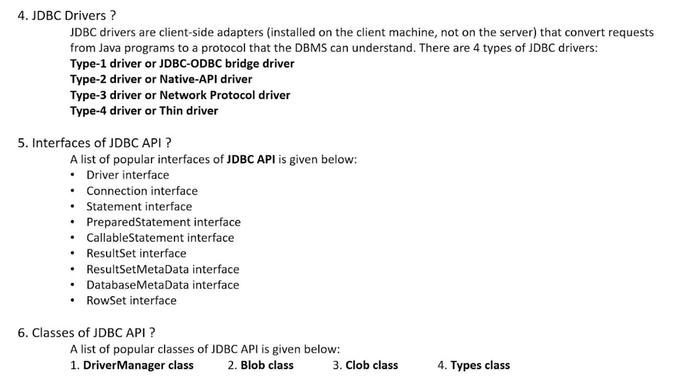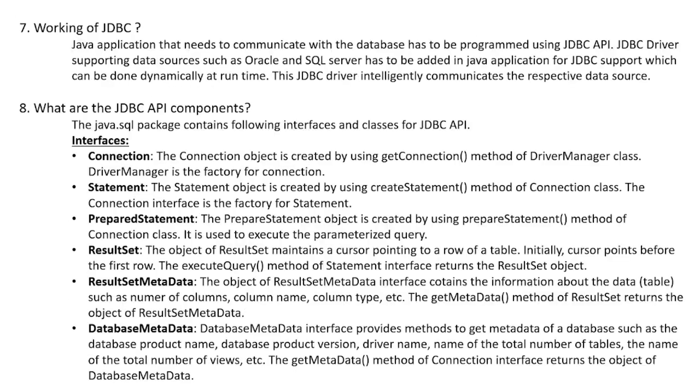Question 6. Classes of JDBC API. Answer. A list of popular classes of JDBC API is given below. 1. Driver Manager class. 2. Blob class. 3. Clob class. 4. Types class.